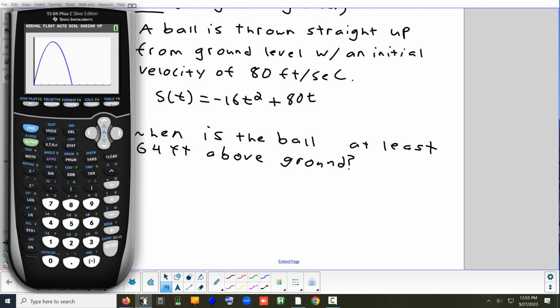And we want to know when it's above or equal to 64. So what could I add on the screen to mark where 64 would be? Just put a y value at 64, and that'll give you a horizontal line. And now the question is, when is it above that line? Above or equal.